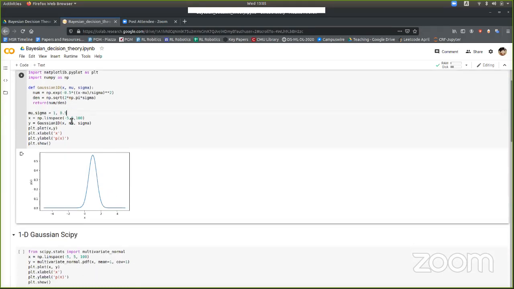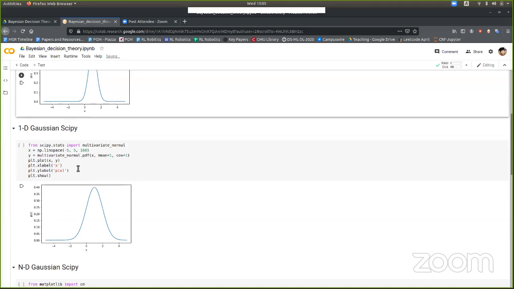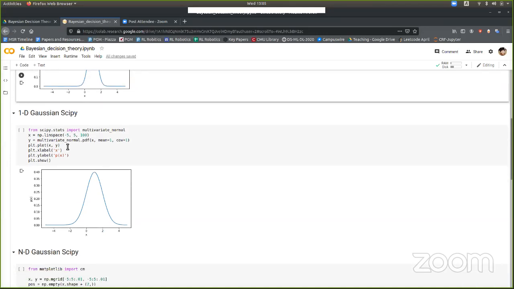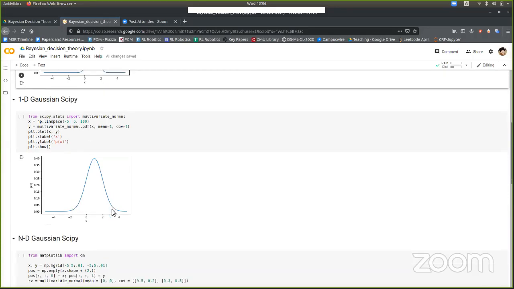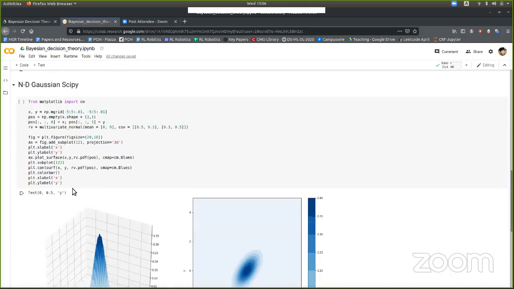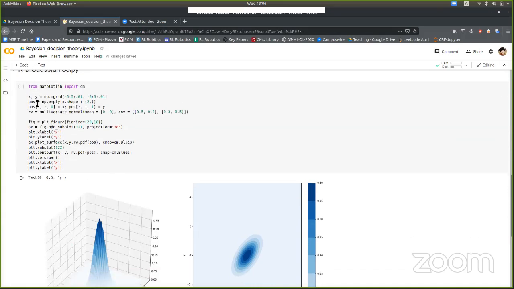Instead of writing the function yourself, you can also use SciPy to plot the Gaussian. SciPy provides multivariate_normal.pdf to generate a multivariate Gaussian distribution. You can just pass the mean and the covariance, and we get exactly the same plot as before. Now this was a simple one-dimensional case. What happens when we look at n dimensions? Again, I'm using SciPy to generate these distributions. First, I'm defining the mean as 0, 0, and this is the covariance matrix. Let me use a simple covariance matrix.